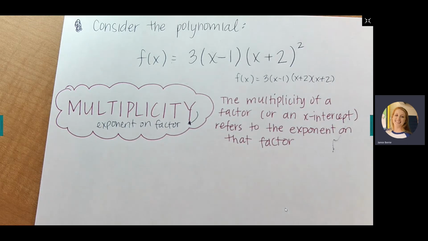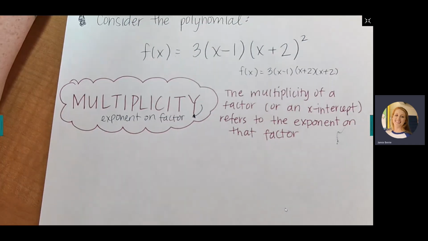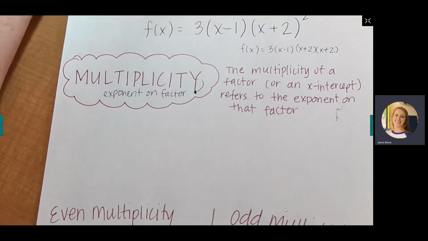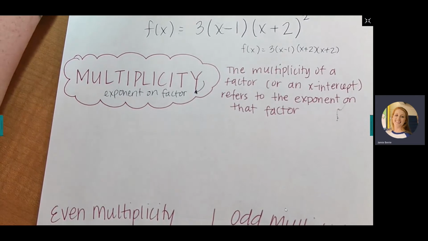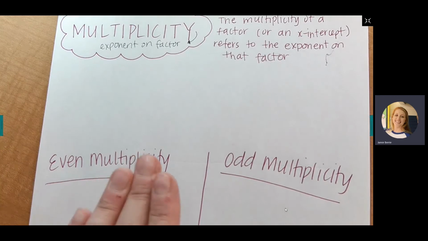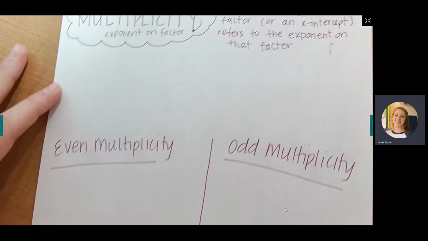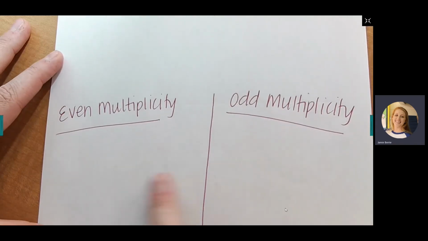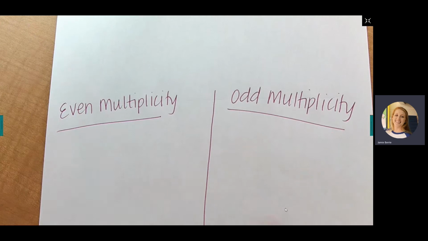Now, the multiplicity of a factor has an effect on the graph. I'm not going to test you over this next part, but if you go on to calculus or higher math, you may need to know this, so I'm just going to mention it. If you're graphing a function and it has even multiplicity, one thing's going to happen on the graph. If it has odd multiplicity, something else is going to happen. So make yourself a little table here, even multiplicity, odd multiplicity, and then we'll write a little description of what's going to happen on the graph.